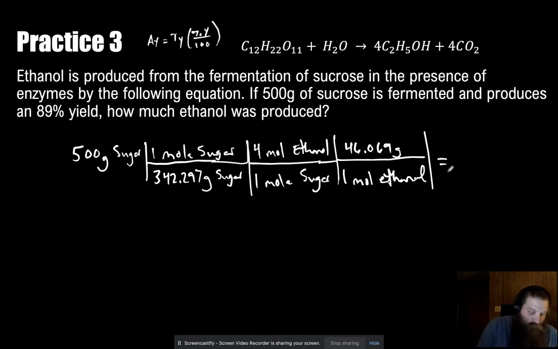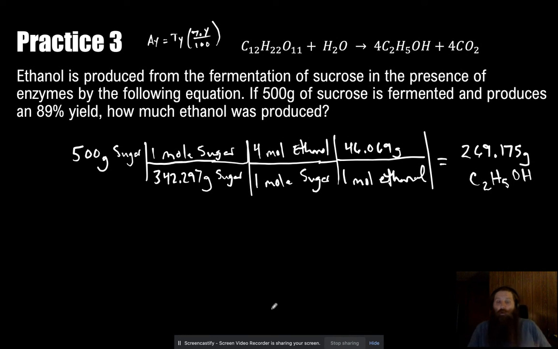So let's see what our theoretical yield is. 500 divided by 342.297 times 4 times 46.069 is 269.175 grams of our C2H5OH. All right, so we have theoretical yield. We know the percent yield from the problem, right? It's 89. And so now we just plug it in.